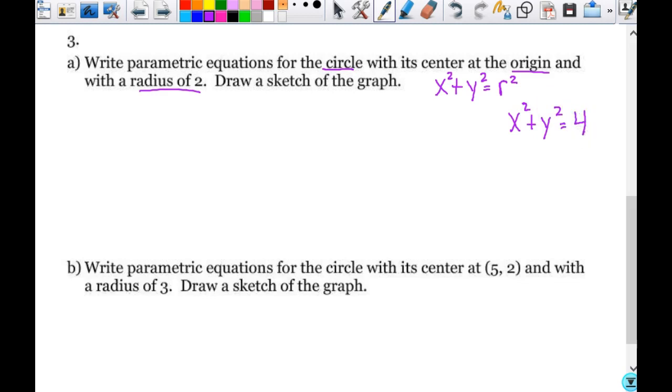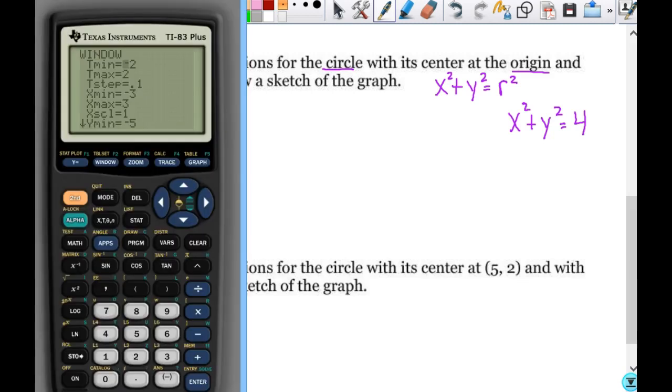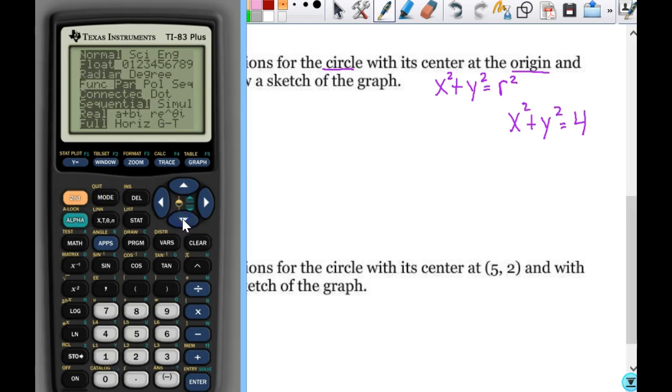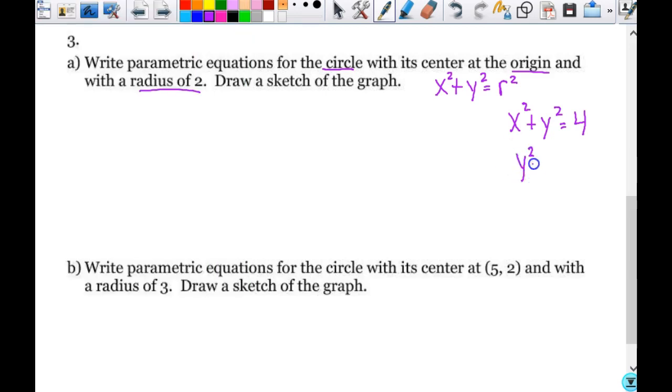If I want to go graph that, and the only way you used to know how, which is in y equals, so we're going to put our calculators back in function mode for just a minute. We have a y equals kind of situation, right? So I have to solve this for y, which means I'd get y squared equals 4 minus x squared. So y is equal to the square root of 4 minus x squared. Is that what it would look like? Cody? Is that what it would look like? Or what am I missing?